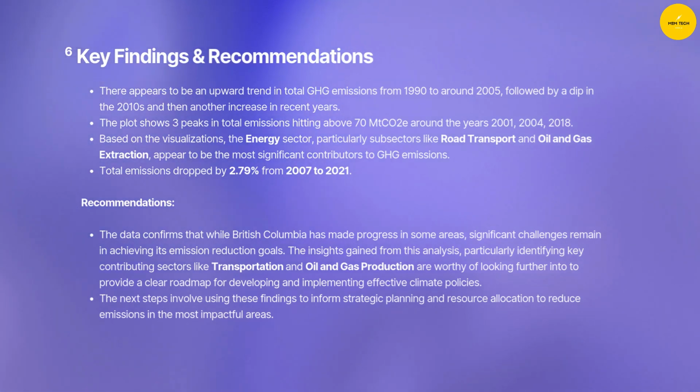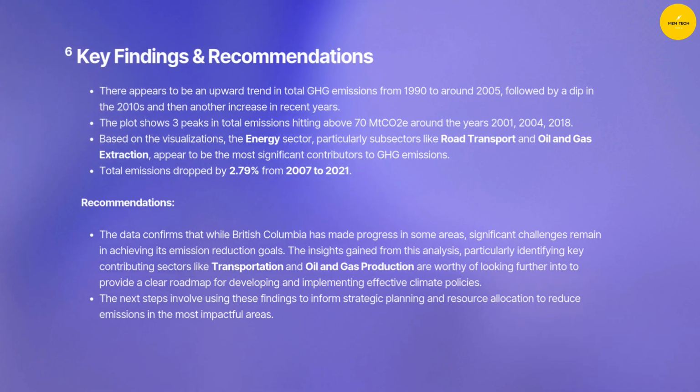So the recommendations. The data confirms that while British Columbia has made progress in most areas, significant challenges remain in achieving its emission reduction goals. The insights gained from this analysis, particularly identifying key contributors like transportation and oil and gas production, are worth looking into further to provide a clear roadmap in developing and implementing effective climate policies.